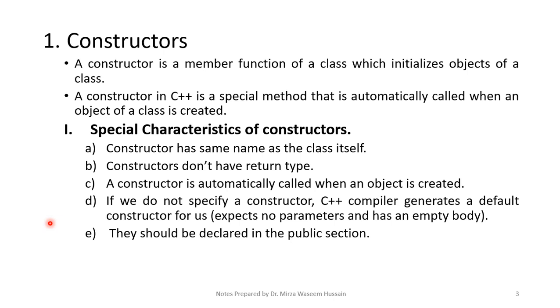Another special characteristic of a constructor is that it should be declared in the public section. By default, the class has its access specifier as private, but the constructor should be declared in the public section of the code. This is one of the common errors that students face: they don't specify the constructor in the public section.